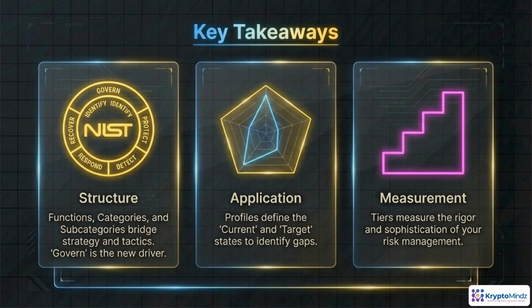NIST CSF 2.0 gives you three practical levers. Structure. Use functions, categories, and subcategories, especially govern, to connect big-picture strategy to concrete controls. Application. Build current and target profiles to expose real gaps. Measurement. Use implementation tiers to describe, compare, and improve your program's risk management maturity.